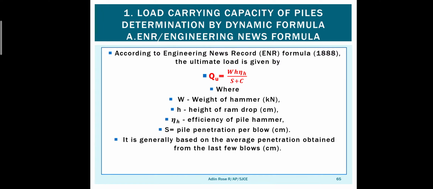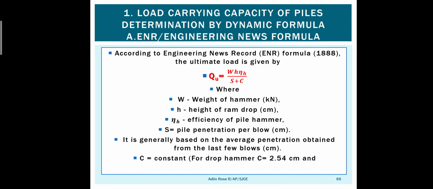Then C is a constant. It varies depending upon the type of hammer. Yesterday I said hammer is classified into many types. When we use a diesel engine for running the hammer, we call it a diesel hammer. When we use steam pressure to raise and drop the hammer, then we call it a single acting or double acting hammer.